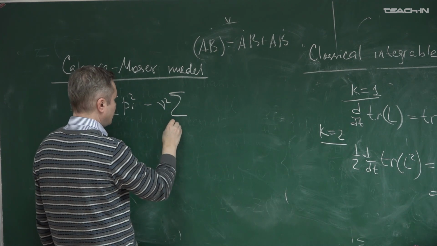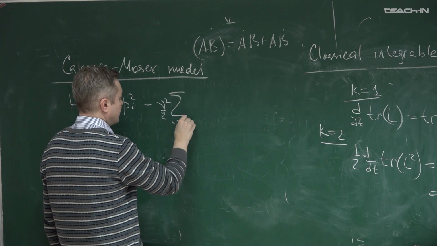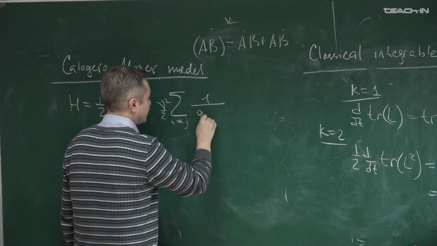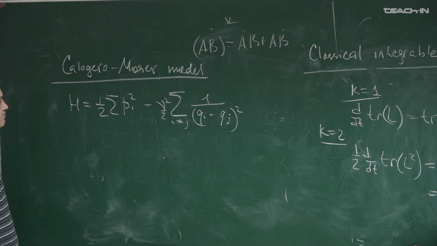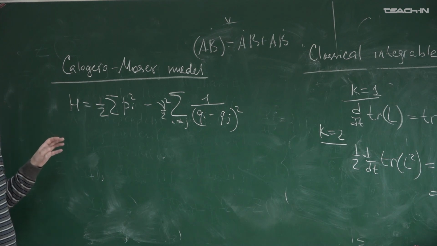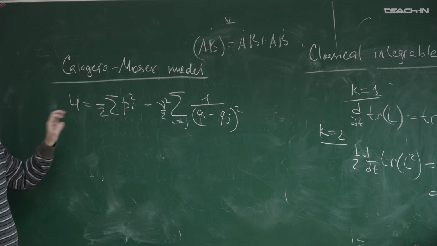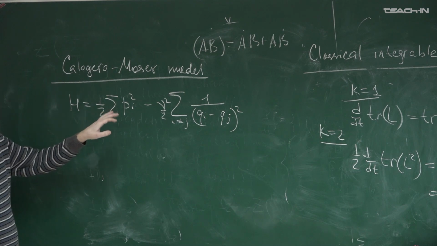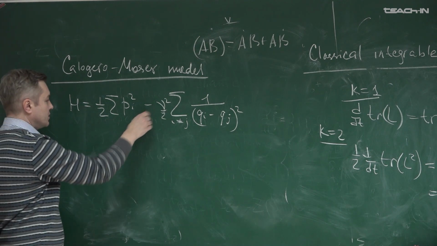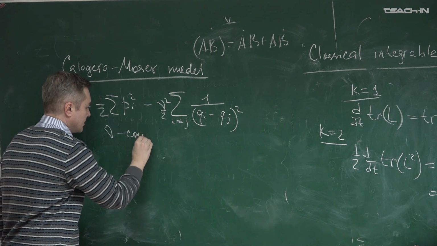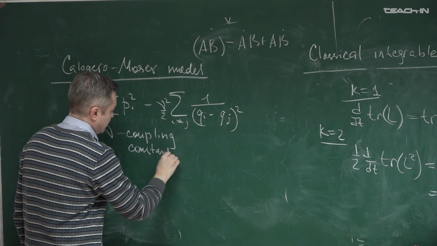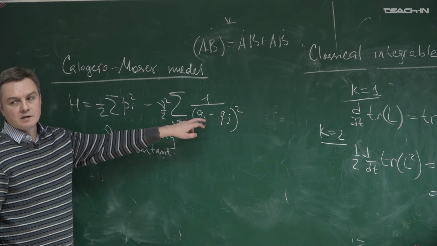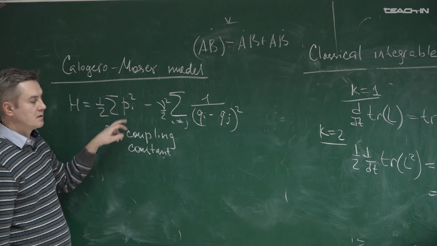Plus interaction described by inverse square potential. In fact, it is easy to discuss the complex integrable systems when all variables are complex. And this nu is a coupling constant. So Qi are positions of particles, Pi are momenta.